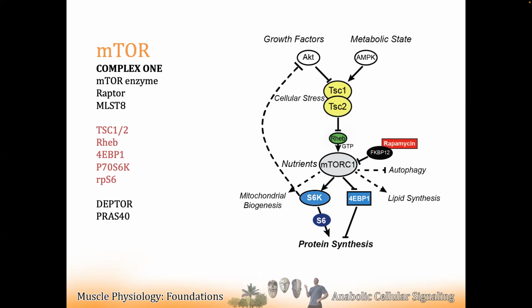GTP-loaded Reb is what actually turns on the kinase activity of the mTOR enzyme. And then downstream from mTOR, you see the stuff that mTOR, the kinase, is phosphorylating. Some of that stuff, right? S6K or S6K1 or P70S6K, all the same thing. That's all just different names for the same thing. And that is a kinase. P70S6K is a kinase. And so mTOR kinases that kinase. mTOR attaches a phosphate to that kinase to turn it on.